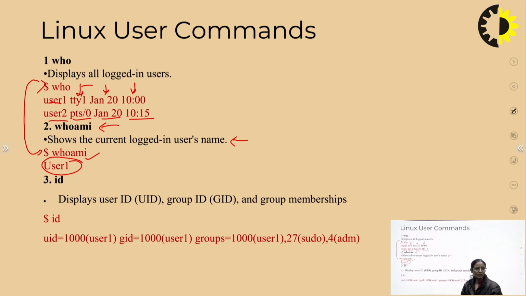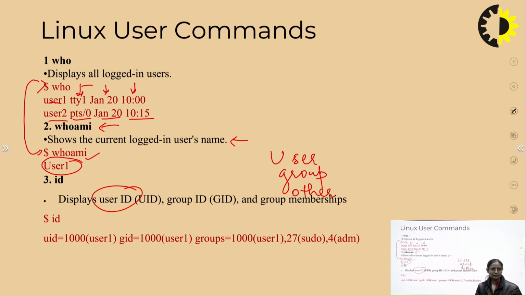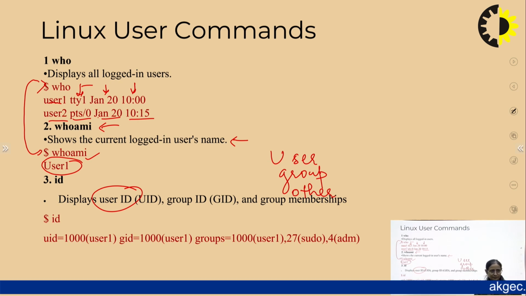Now my next command is the id command. The id command will show the user ID, group ID and the group memberships. Now the question comes, what is a user ID? In the Linux system, all the users have been put into three categories. One is user, another one is group, and there is a third category, that is others. And accordingly, the access rights have been associated with these three groups.